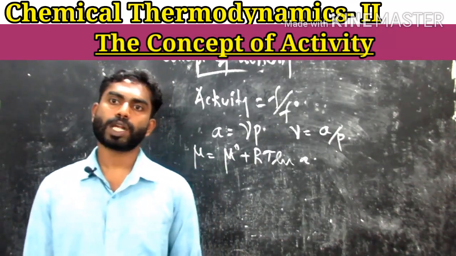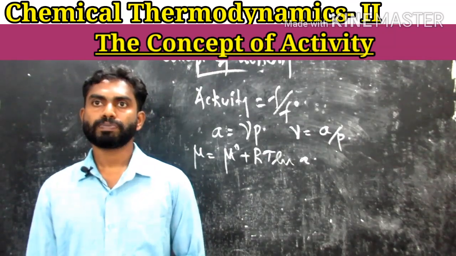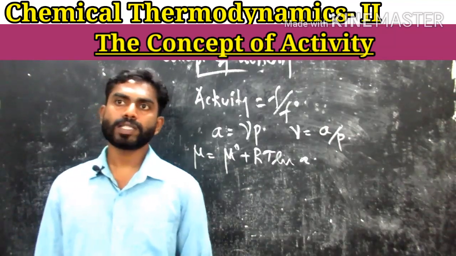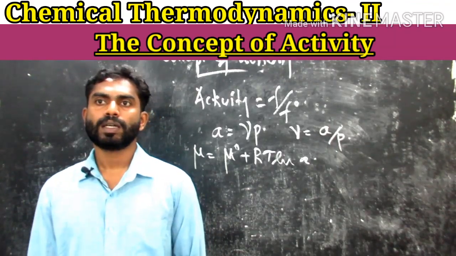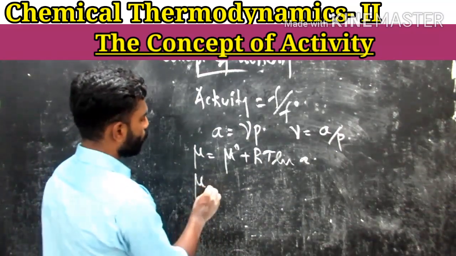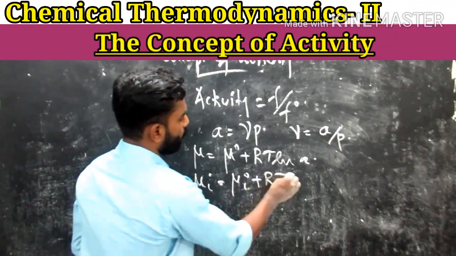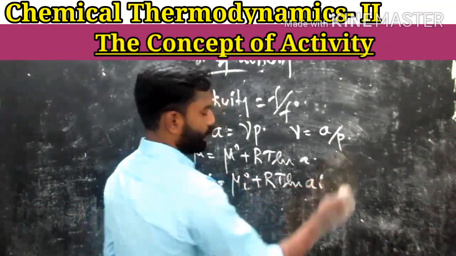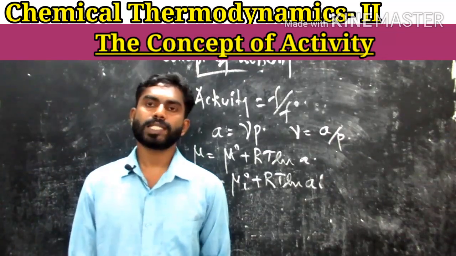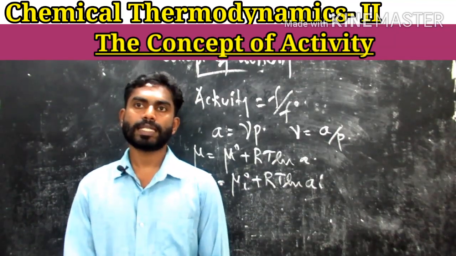So the chemical potential at unity fugacity or activity. In a mixture of real gas, the chemical potential of the ith component is then given by mu I is equal to mu I0 plus RT ln AI, where AI is the activity of the ith component and mu I0 is its standard chemical potential.